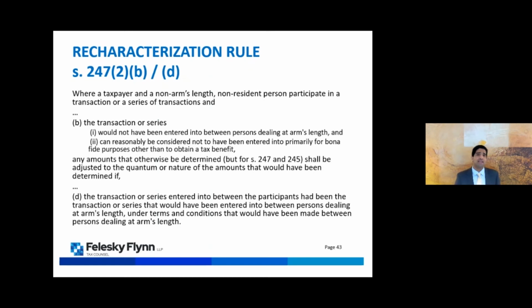So if those conditions are met, then the minister can adjust amounts for purposes of the Act to the quantum and nature that they would have been if the transaction effectively was an arm's length transaction, so what arm's length parties would have agreed to, and the terms and conditions of that transaction were the terms and conditions that arm's length parties would have agreed to. So it allows the minister effectively to substitute a transaction as well as the terms and conditions of that transaction.